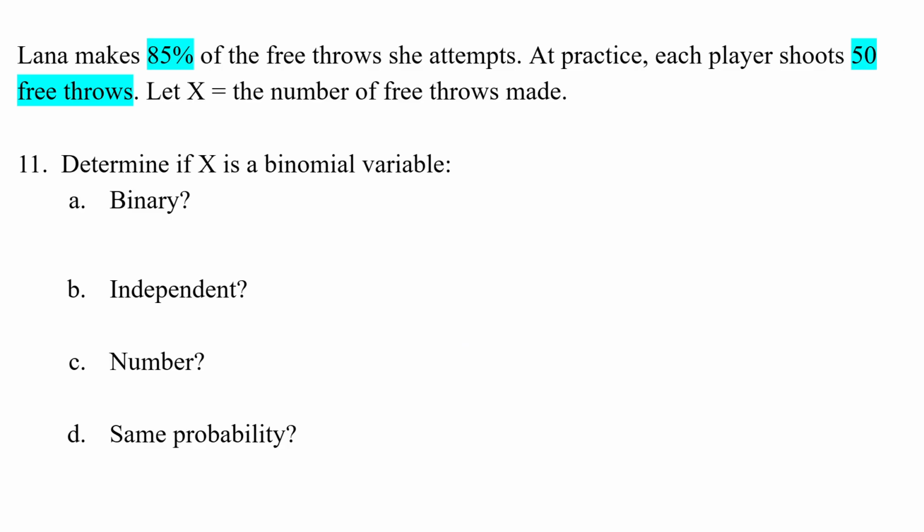Okay. So in the next part, we are looking at a free throw percentage, like that was similar on your progress check. In this one, Lana makes 85% of the free throws she attempts. At practice, each player shoots 50 free throws. We're defining X as the number of free throws made.